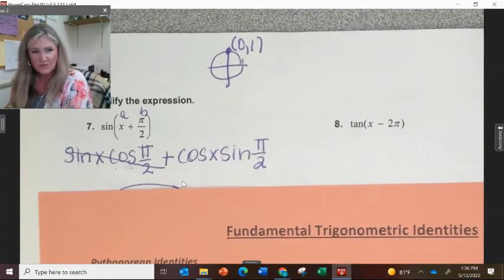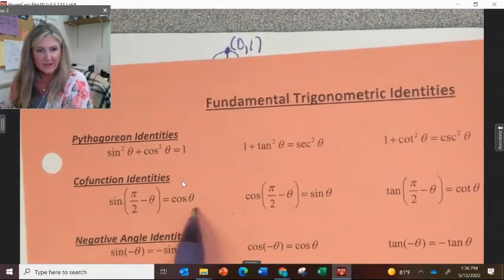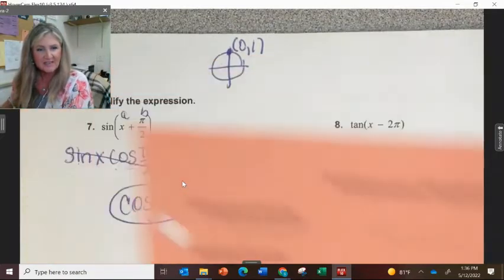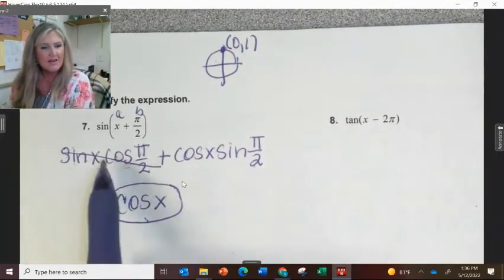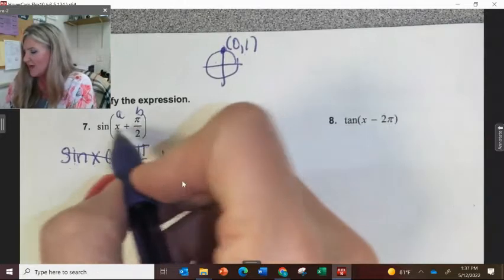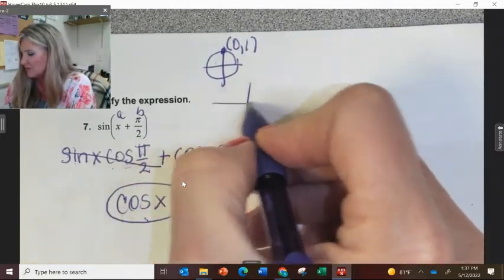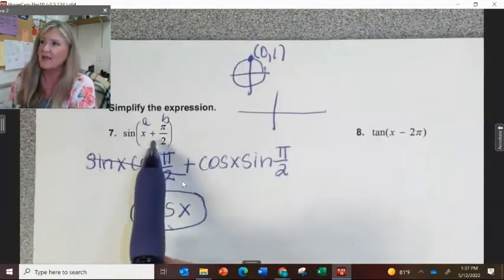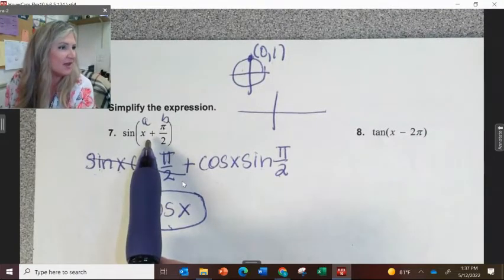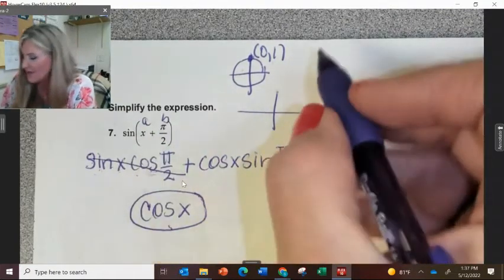This one right here, this co-function identity. It's not exactly the same though. But guys, think about this for a minute. If I'm graphing the sine of x plus pi over 2, what is that type of shift going to be? A shift to the what? To the left pi over 2.